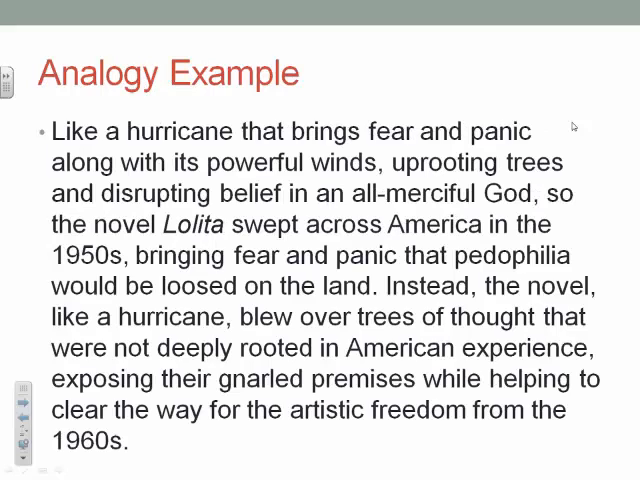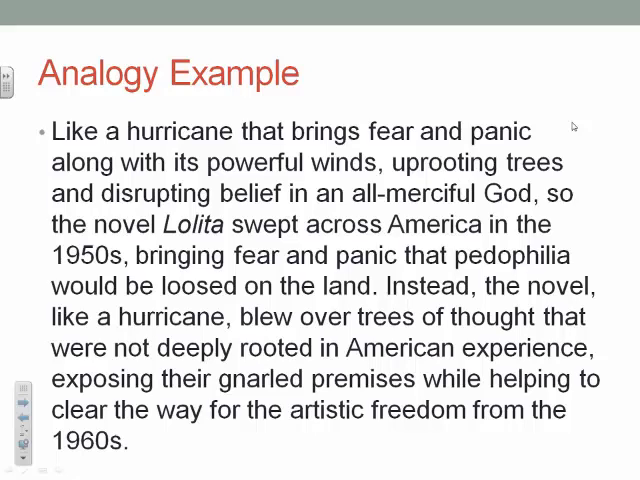Like a hurricane that brings fear and panic along with its powerful winds, uprooting trees and disrupting belief in an all-merciful God, so the novel Lolita swept across America in the 1950s, bringing fear and panic that pedophilia would be loosed on the land.